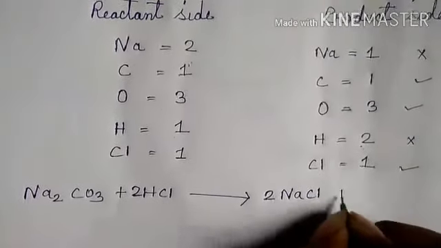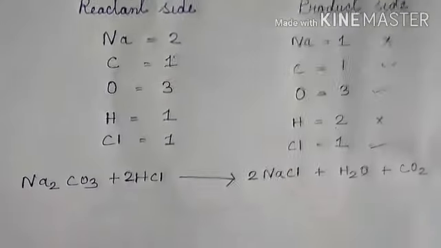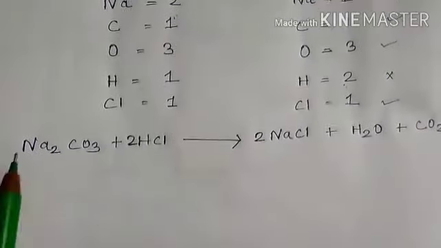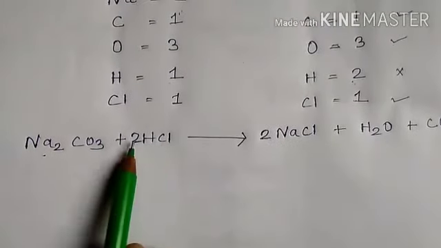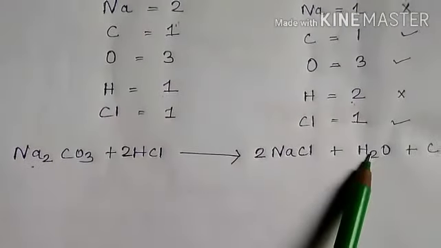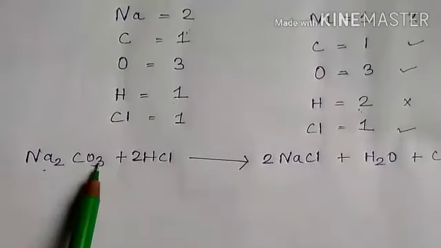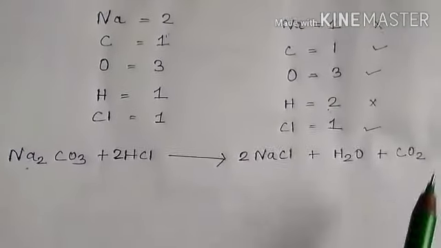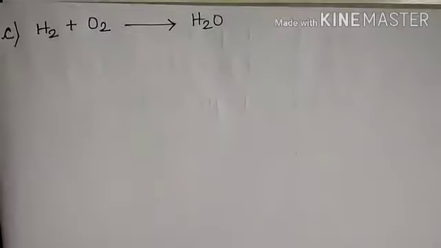To balance the hydrogen atom, we will multiply HCl by 2 to make the number of atoms equal, giving H2O plus CO2. Now we see 2 Na, 2 sodium, 2 chlorine. On the product side there is 2H, here also 2H, carbon is balanced and oxygen is also balanced. So this is our balanced equation.